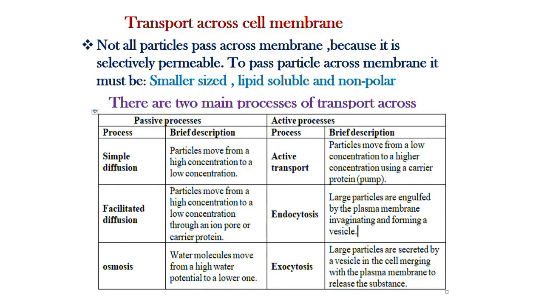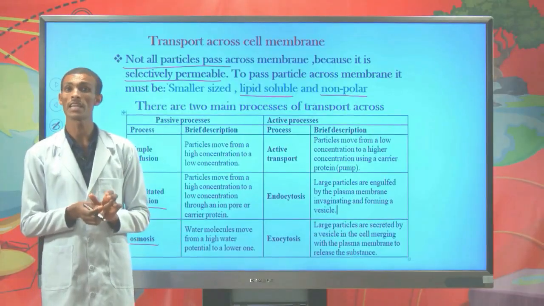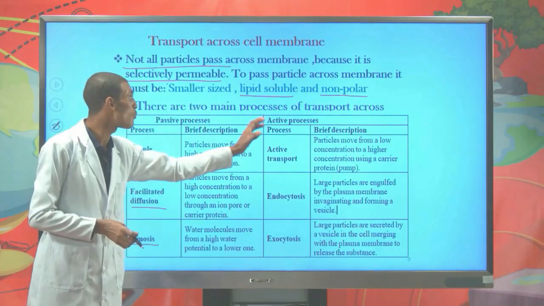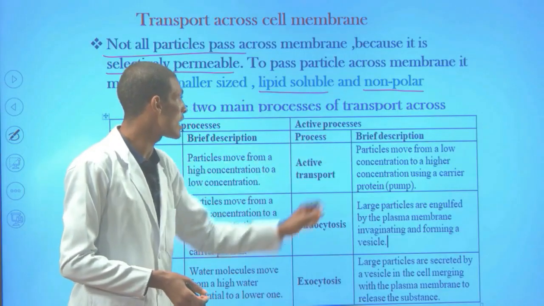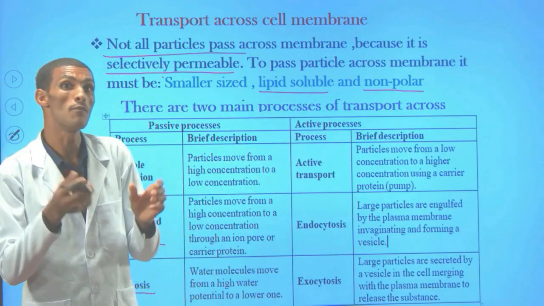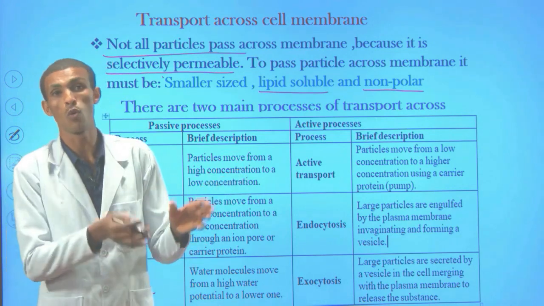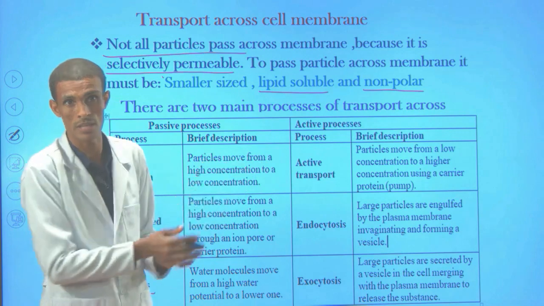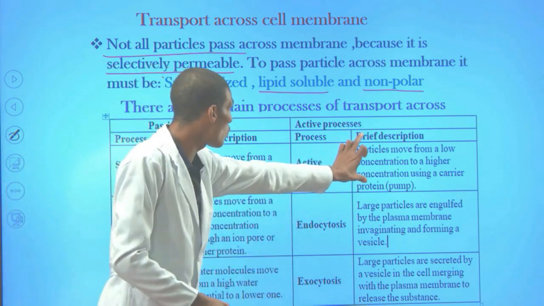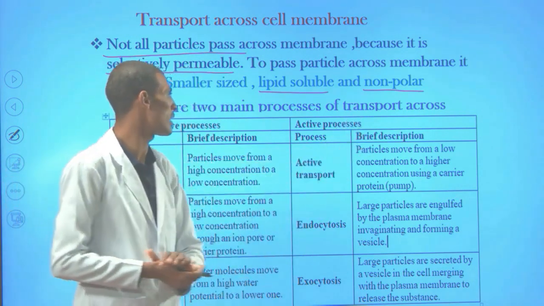When you say active process, it is a process that needs energy expenditure to move particles. Reversely, active transport involves the movement of substances from a low concentrated area to a high concentrated one. So there is no need of a concentration gradient in the active transport system.